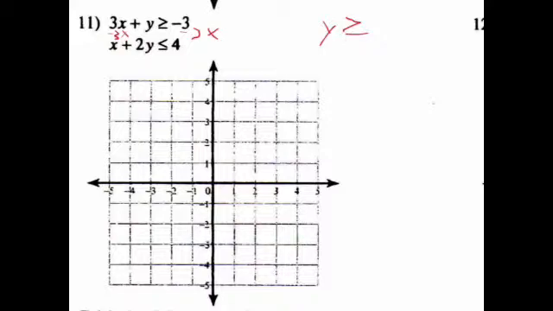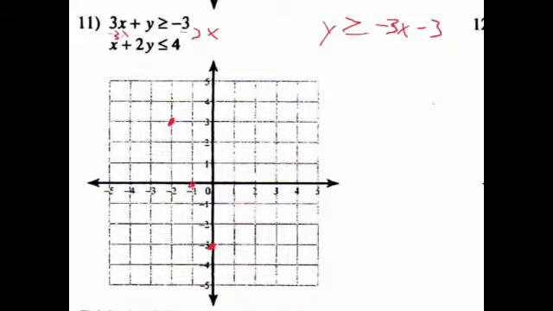Y is positive. y is greater than or equal to negative 3x minus 3. And I can graph that. The y-intercept is just negative 3. The slope is negative 3, so it's like going down 3, right 1. Unfortunately, it doesn't quite fit, so I'm going to go up 3, left 1 to get a point. And I can do that one more time. Put another point right there.